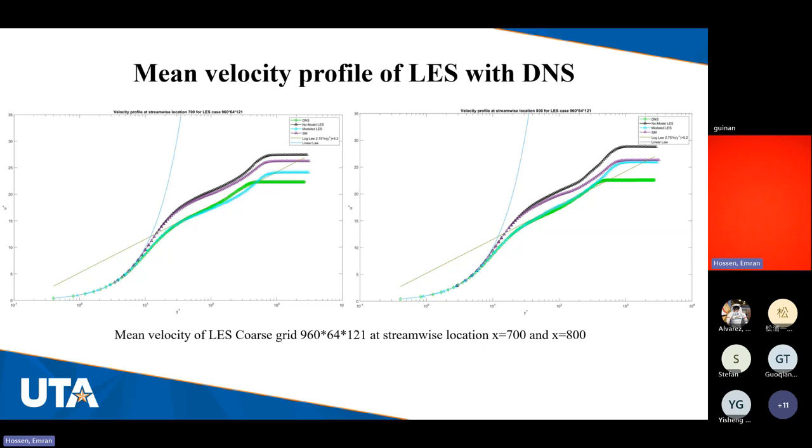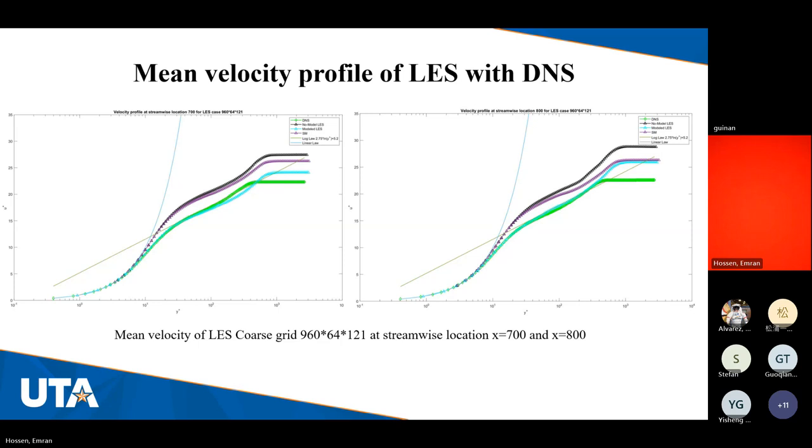In our case, the blue one is our Liutex based LES subgrid model, which matches the DNS case well compared with the Smagorinsky model and the no-model case. And the same here in the x direction at 800: you can see that our Liutex based model matches the DNS curve well.